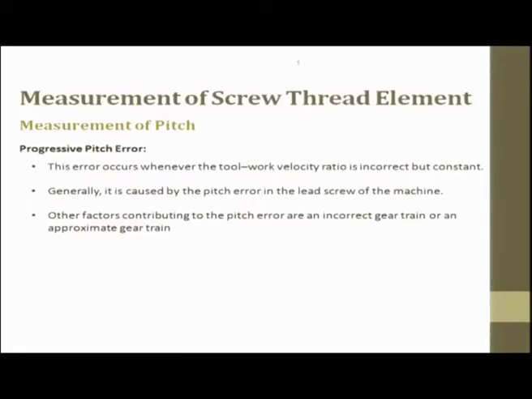Next is measurement of pitch. Till now we saw major diameter measurement, then minor diameter measurement, then effective diameter measurement. Now we are going to see the pitch measurement techniques. Measure of pitch is done by progressive pitch error. This error occurs when the tool work velocity ratio is incorrect but constant. So this is progressive pitch.